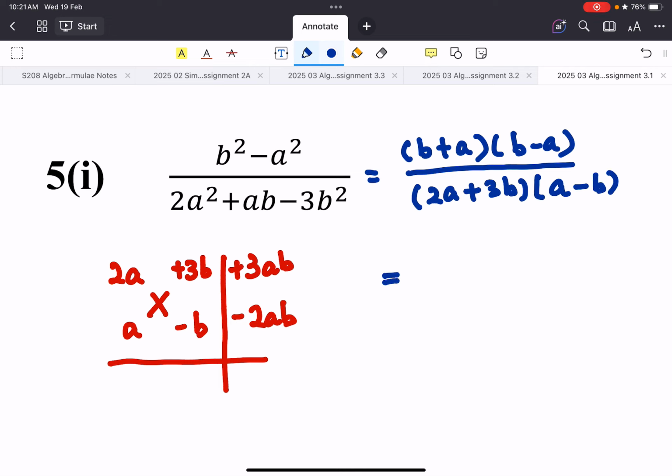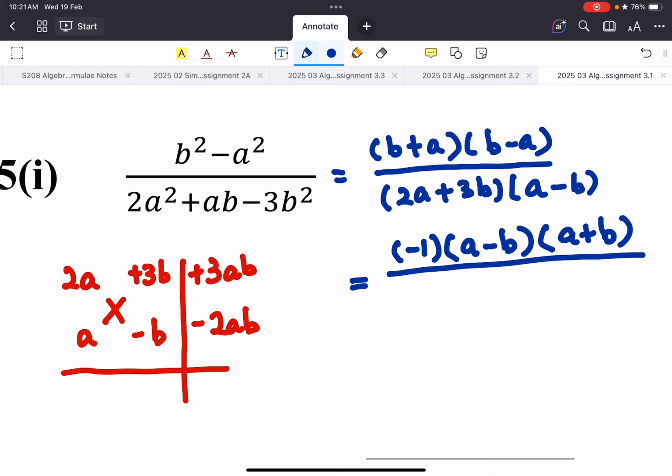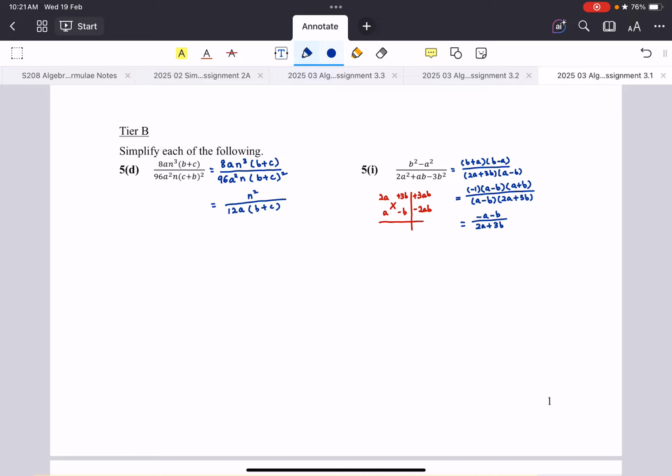So another thing we need to know is that we have b minus a and a minus b. One of them we can actually choose to factorize with a negative 1. So what we end up with is negative 1 times (a minus b), and then a plus b. The denominator will have a minus b followed by 2a plus 3b. Simplifying this, we will have negative (a plus b) over 2a plus 3b. Alright? Okay, that's the first page.